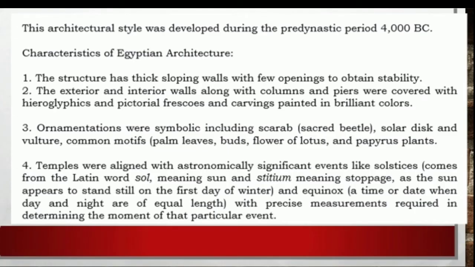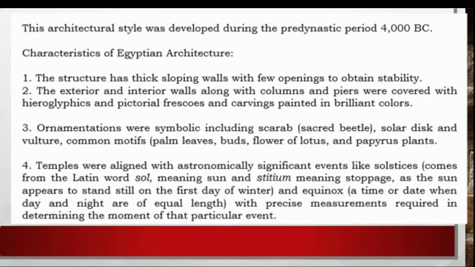Characteristics of Egyptian architecture. Number 1. The structure has thick sloping walls with few openings to obtain stability. Number 2. The exterior and interior walls along with columns and piers were covered with hieroglyphics and pictorial frescoes and carvings painted in brilliant colors. Number 3. Ornamentations were symbolic including the scarab or sacred beetle, solar disk, and vulture. Common motifs: palm leaves, buds, flowers of lotus, and papyrus plants.